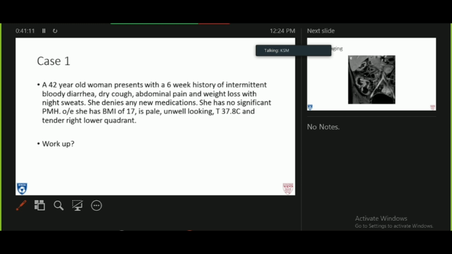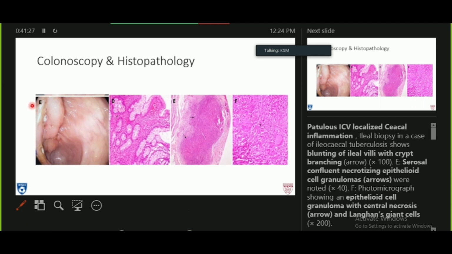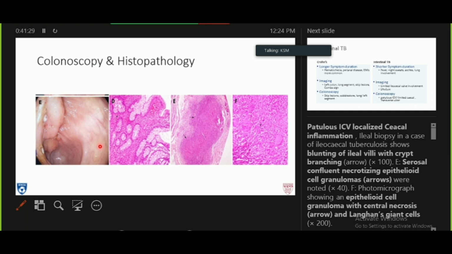So we decided to do a CT because she was having a painful tender right lower quadrant. We didn't want to stick a scope in straight away. And what we saw was that she had this short segment of ileocecal thickening here and a necrotic lymph node. We then went on to do a colonoscopy, and she generally had a normal looking colon.